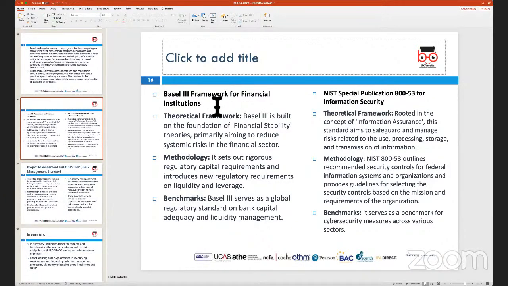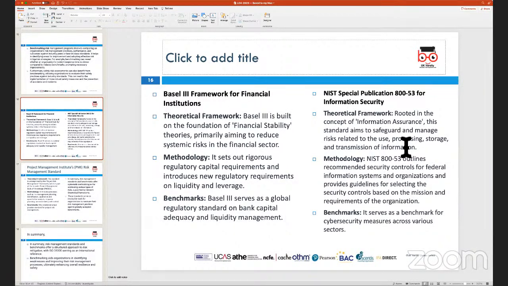Now, there are two other frameworks that you are going to look at. One is the Basel III framework for financial institutions, and the other is the NIST special publication for information security. These are different frameworks which are used to look at the management of risk standards and benchmarks. They are applicable in different industries and sectors, so financial institutions typically would be following the Basel III framework.